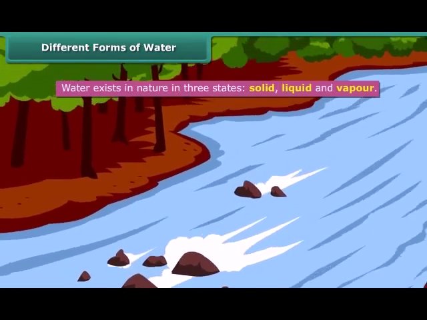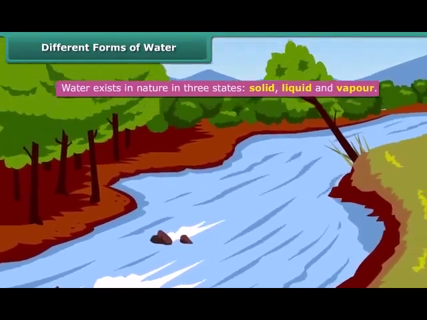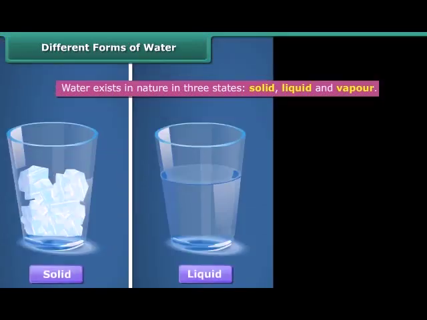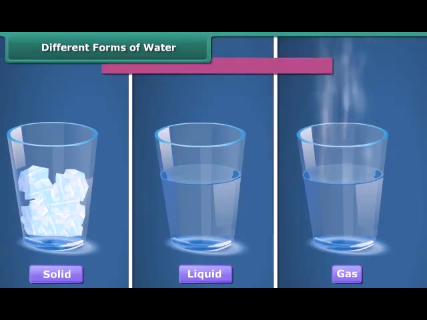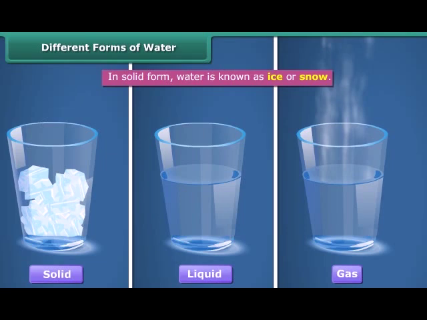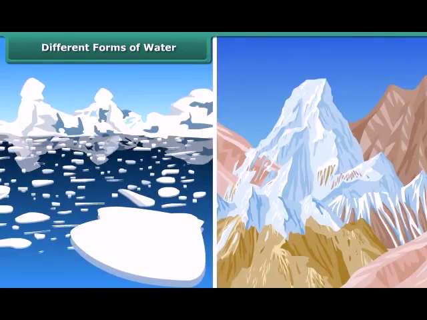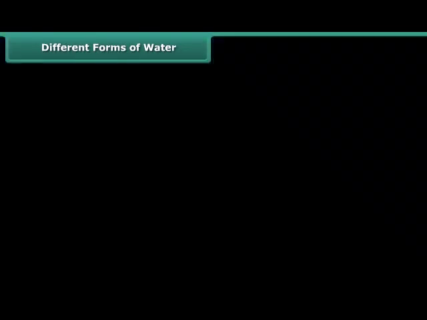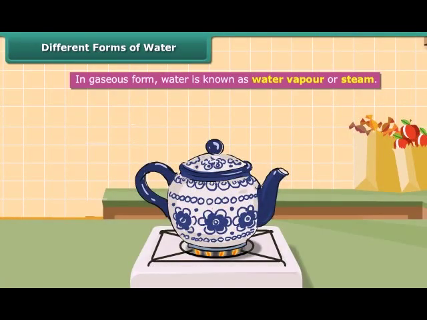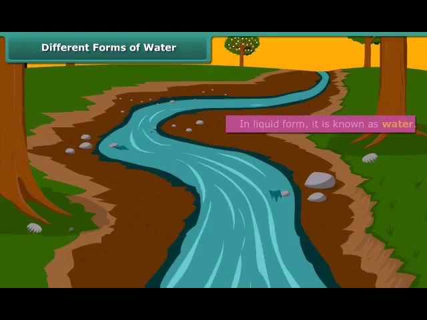Water exists in nature in three states, that is, solid, liquid, and gas. In solid form, water is known as ice or snow. It is found at the poles as ice caps and in glaciers and mountains as snow. In gaseous form, water is known as water vapor or steam. But the most common form that water takes is the liquid form. It is in this form that it is known as water.